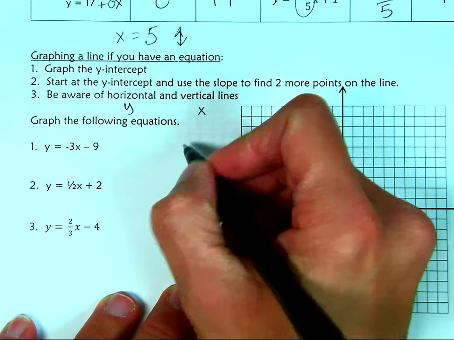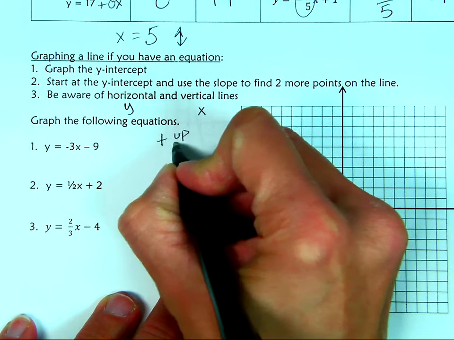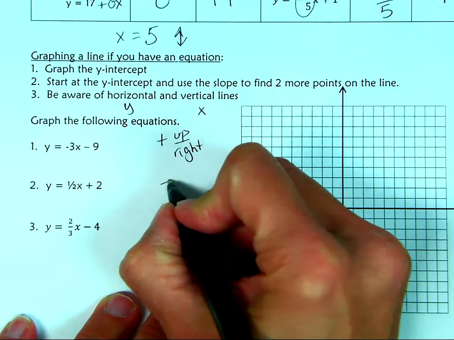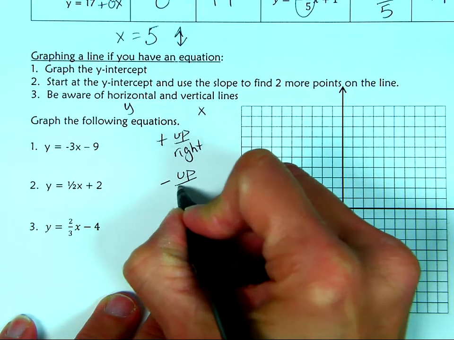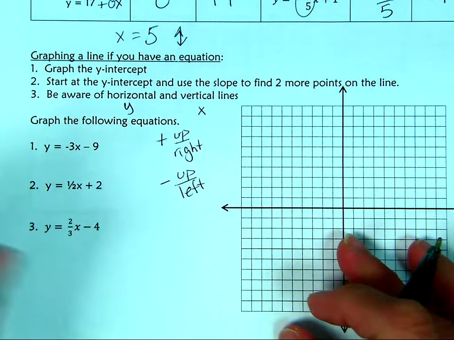So remember from our previous day, if it's a positive slope, it's going to be up and right, or down and left. And if it's a negative slope, it's going to be up and left, or down and right. One of them has to be negative. So here we go.